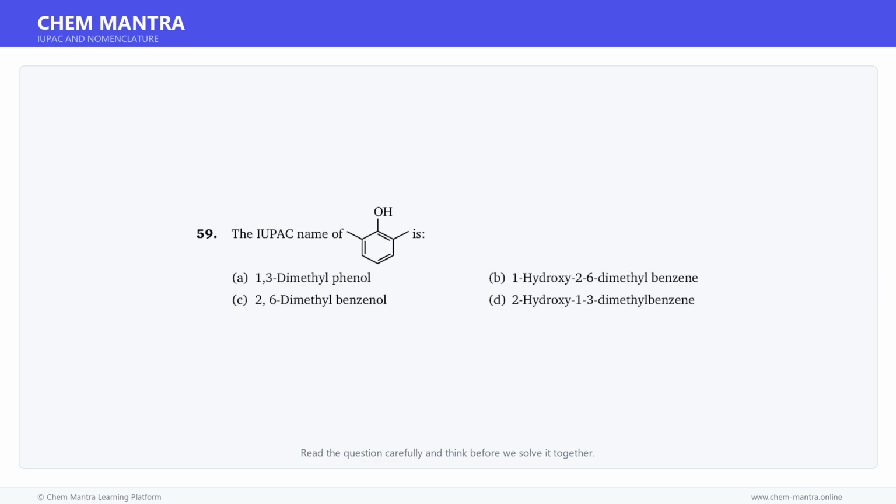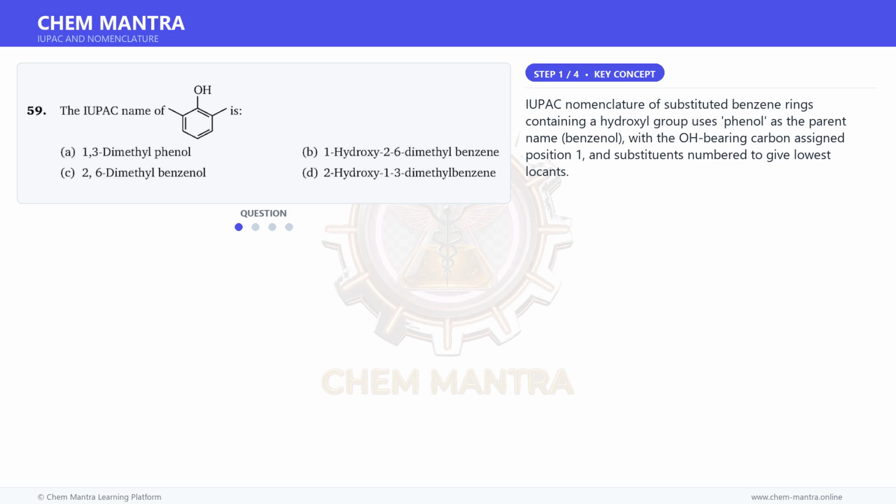Here is a question. Read it carefully and think about the answer. Let us solve it step by step. Let us first understand the key concept here. IUPAC nomenclature of substituted benzene rings containing a hydroxyl group uses phenol as the parent name, benzenol, with the OH-bearing carbon assigned position 1 and substituents numbered to give lowest locants.